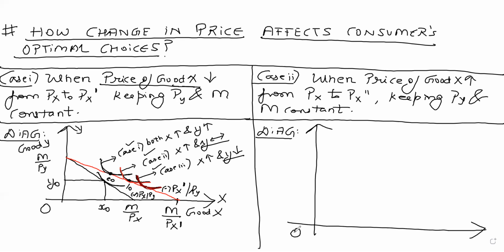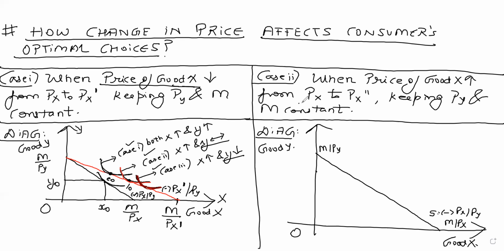So again, good X is measured on the horizontal axis. Good Y is measured on the vertical axis. First of all, we draw the budget line. This is our initial budget line, budget line AB. Or I can say this is my M by PX horizontal intercept. This is M by PY, which is my vertical intercept. And the slope of this budget line is minus PX by PY.